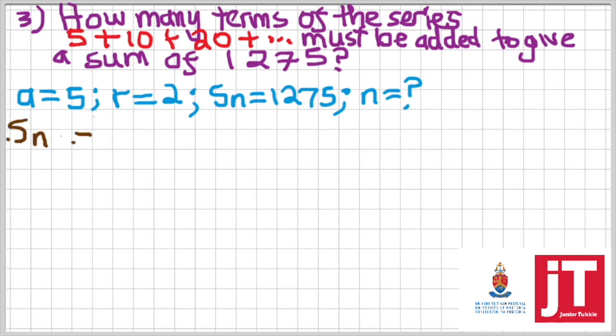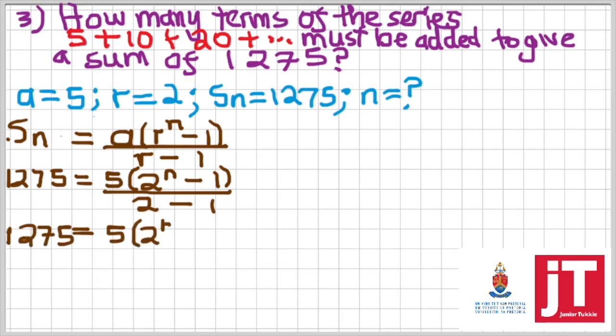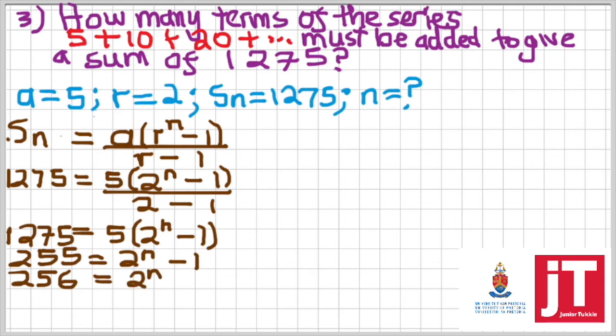So we're going to have Sn is equal to a into r to the power n minus 1 over r minus 1. Thereafter, we're going to have 1,275 is equal to 5 into 2 to the power n minus 1 over 2 minus 1. Then we're going to convert it into a linear equation into 1,275 is equal to 5 times 2 to the power n minus 1. Dividing both sides by 5, we're going to get 255 is equal to 2 to the power n minus 1. Moving the negative 1 across, it will become positive 256 is equal to 2 to the power n.